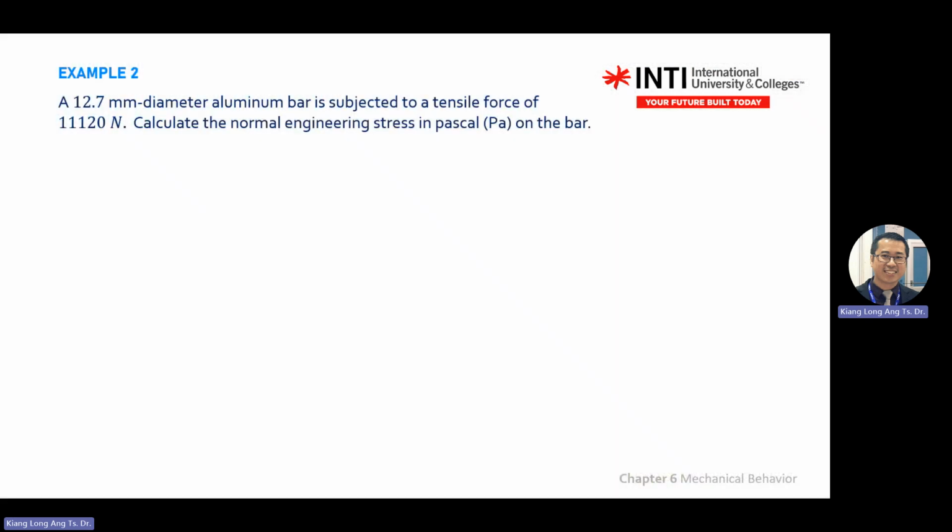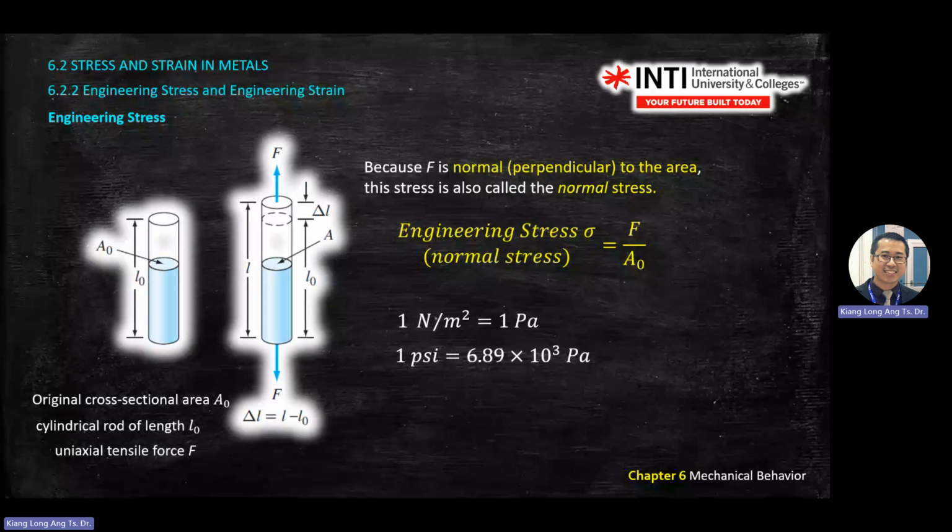You have a 12.7 mm diameter aluminum bar subject to a tensile force of a certain number of Newtons. Calculate the normal engineering stress in Pascal. Okay, what do we mean by Pascal? Pascal is 1 Newton over meter squared. Because F is in Newton, area is in meter squared, Newton per meter squared equals Pascal.